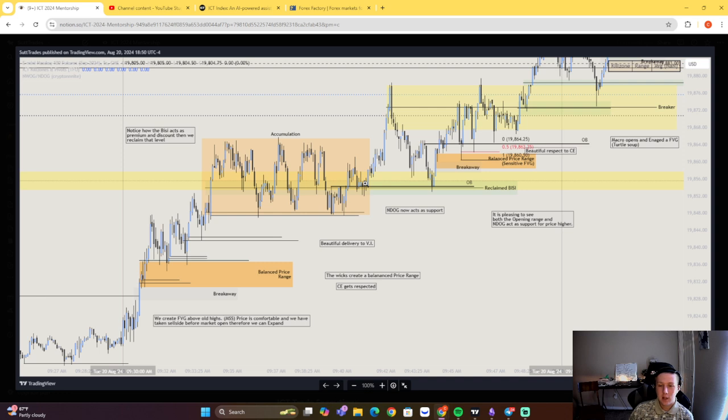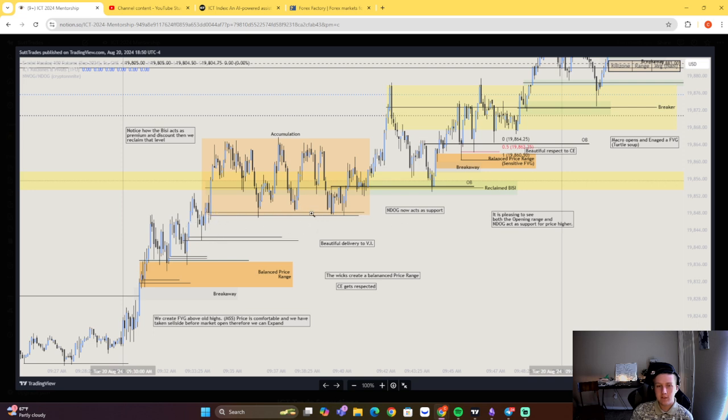Actually, this isn't a macro. This is just the 9:30 again. This is on a 5-second chart now. So here you have that balanced price range. Here you have that breakaway gap. Just look at volume imbalances. This volume imbalance right there.